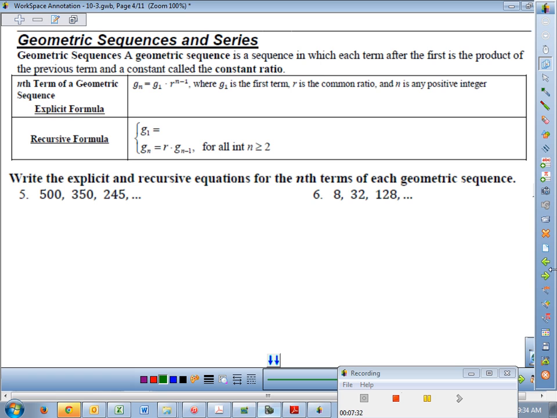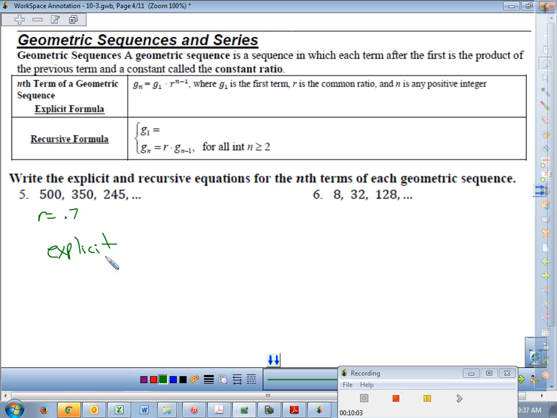Let's jump down to number 5. Write the explicit and recursive formulas for these geometric sequences. Remember, they told us it was geometric. We need the magic ratio first. Find me R. What's the rate? 0.7, right?